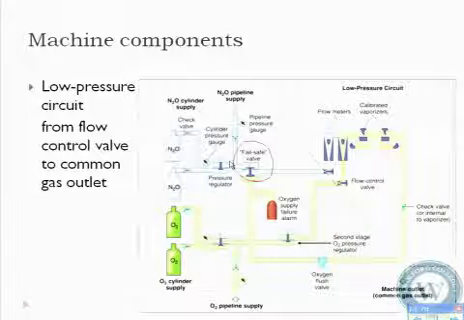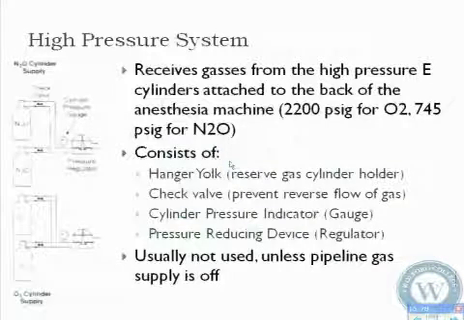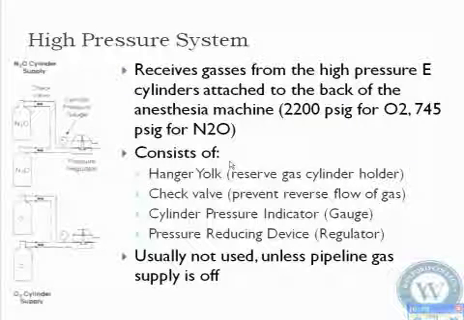I gave an overview, so we've already talked about the fail-safe valve. Now the high pressure system. When you get the pressure from the tank itself, it's going to have a pressure of 2200. When we hang it on the side of the anesthesia machine, it's hung on something called a hanger yoke. The hanger yoke is the metal device that holds it, so that's the housing for it.